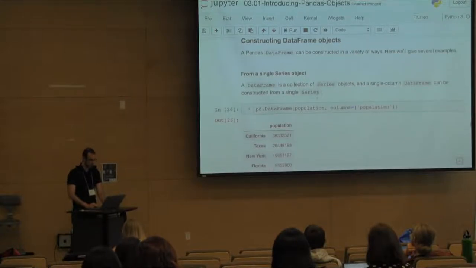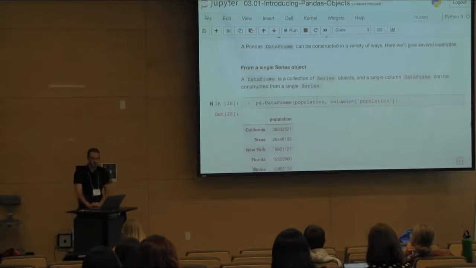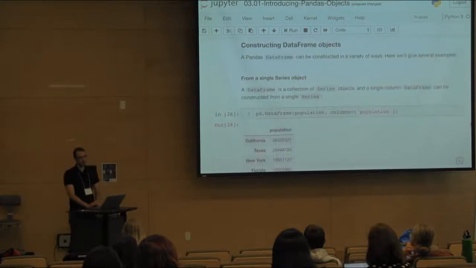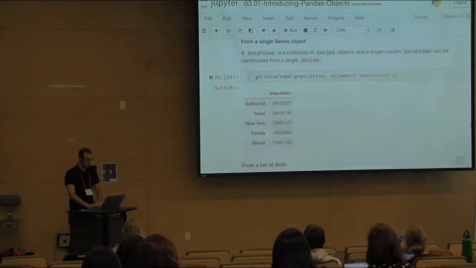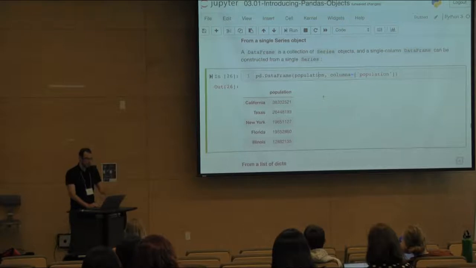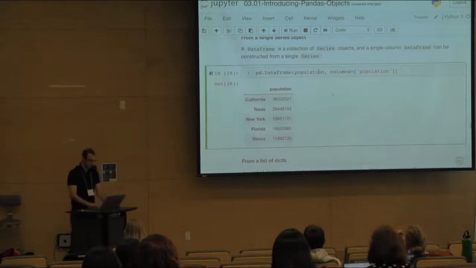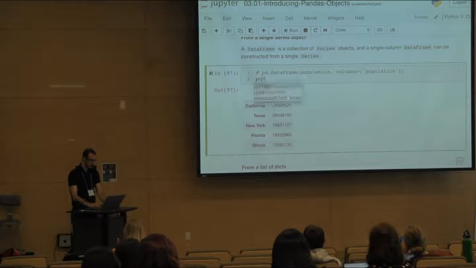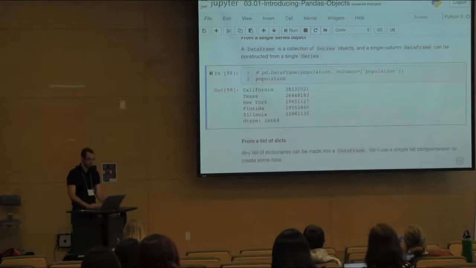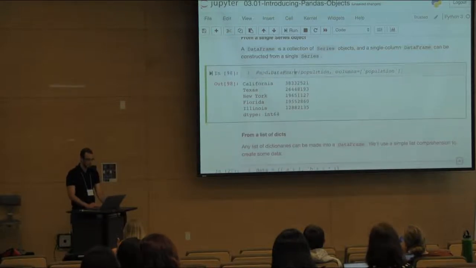It's essentially the same as we talked about with series. Just as with series, you can construct data frames, and you can build data frames in many different ways. You can take a single series and turn it into a data frame. If I pass in this population, remember population is just a single series, I can create a data frame from that series by passing it in and stipulating that this series has the column name population.